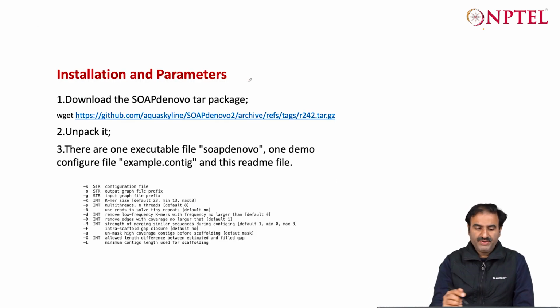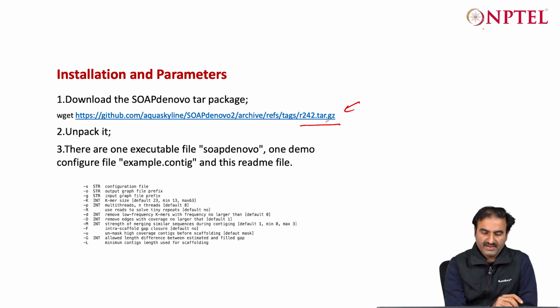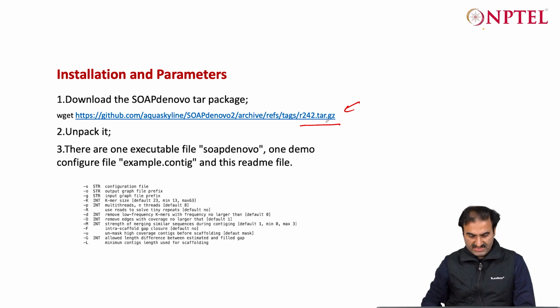So to install it, you can get it from GitHub. It is a tar.gz file. So you'll unpack it by tar -zxvf and this file name, and this will unpack it in your directory. Okay, and then based on the instructions, you will install it the same way you have installed the previous ABySS, right?